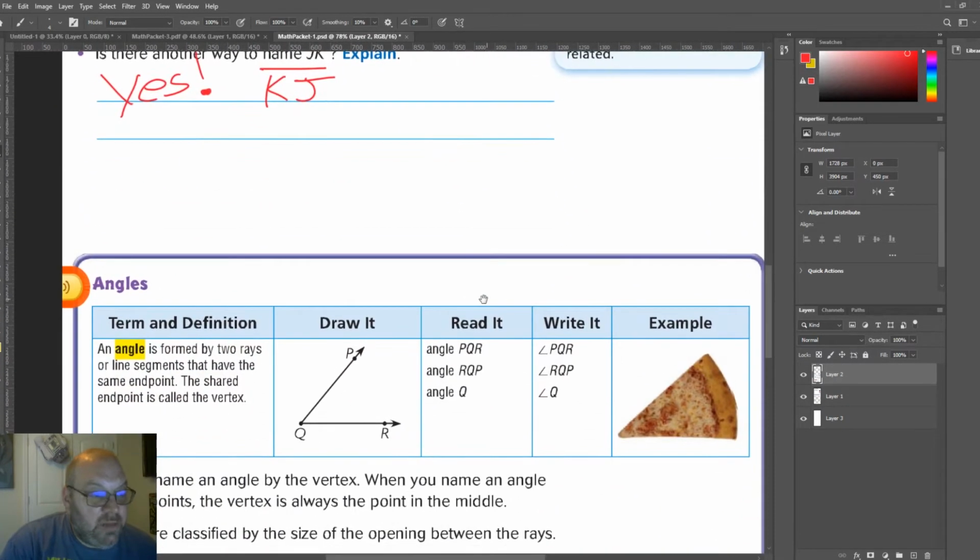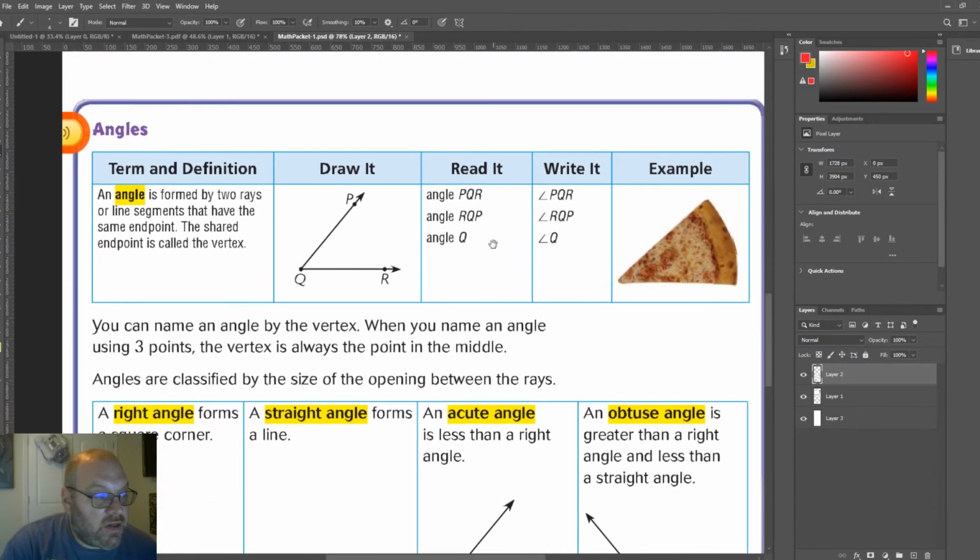Let's go on to the next part where we're going to be talking about angles. Let's read this. An angle is formed by two rays, that's a ray, and that's a ray, or line segments that have the same endpoint. The endpoint is called a vertex. We did go through some of this the last day we were there. This might be a little review for some people, but we've been off for 2 weeks, so we can all use the review. So the vertex is this right here.